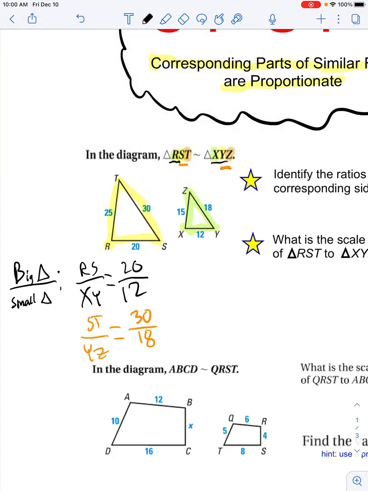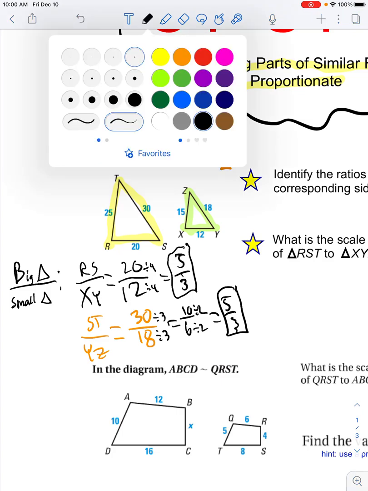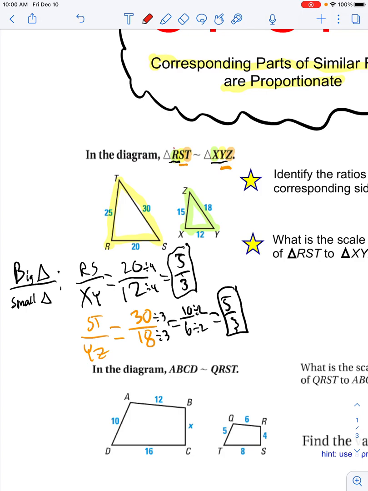Now I'm going to simplify these so that I can compare them. I know that 20 and 12 have 4 in common, so divide by 4. I get 5 over 3. And 30 over 18, if I divide by 6, I get 5 over 3. I should have divided by 6 right away, but I get the same ratio. So that's good, which means that they are similar. Since we're doing it, we'll do the other side as well.